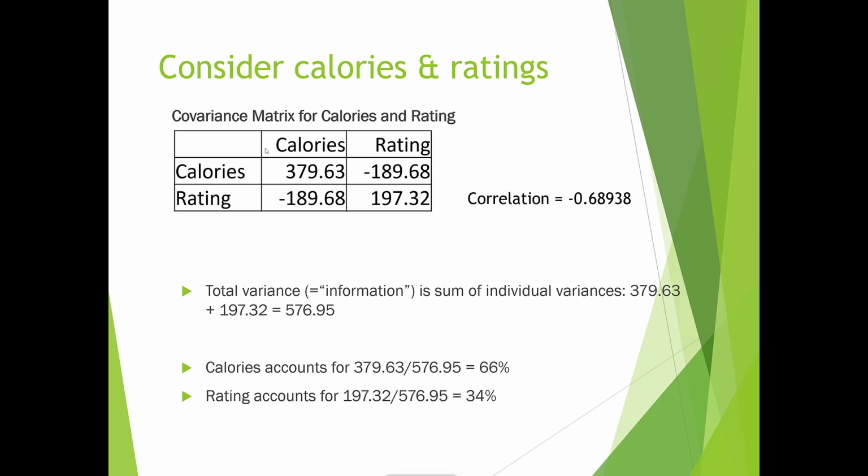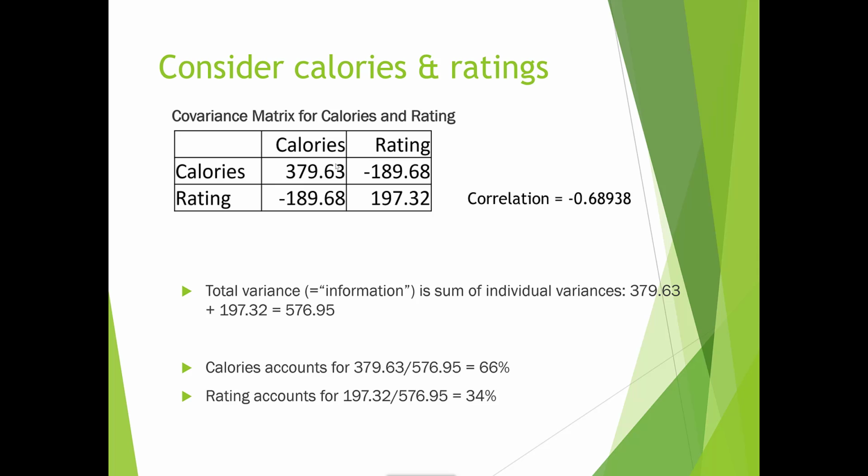And the correlation between these two variables is negative 0.6869. Okay, so this is the total variance, this is the covariance. Covariance is a measure of common variance. So that is the shared information, the overlap.